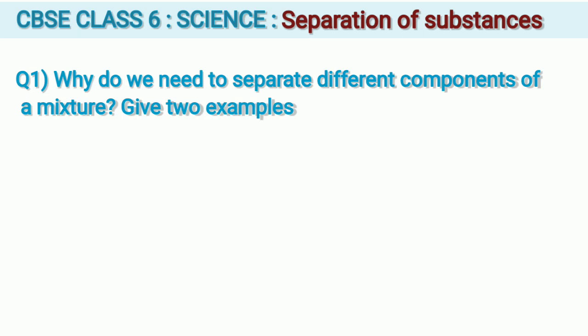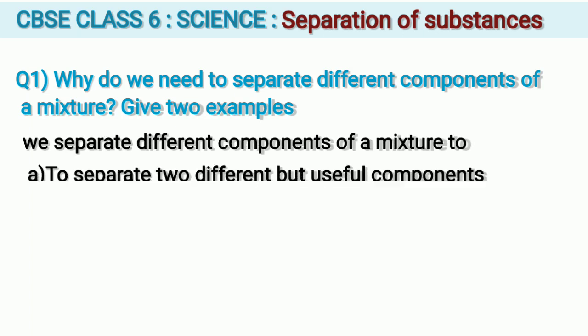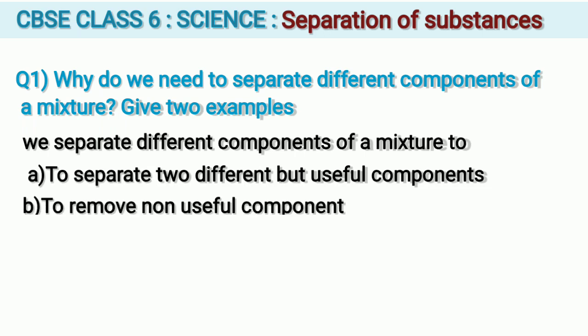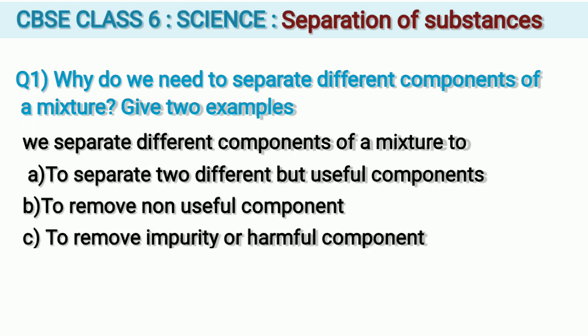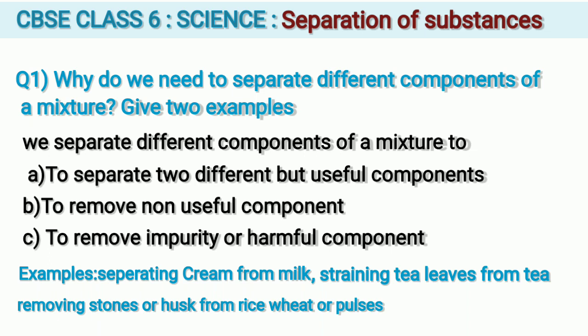So our answer here will be, we separate different components of a mixture to separate two different but useful components, to remove non-useful component, to remove impurity or harmful component. And three examples are separating cream from milk, straining tea leaves from tea, and removing stones or husk from rice, wheat or pulses.